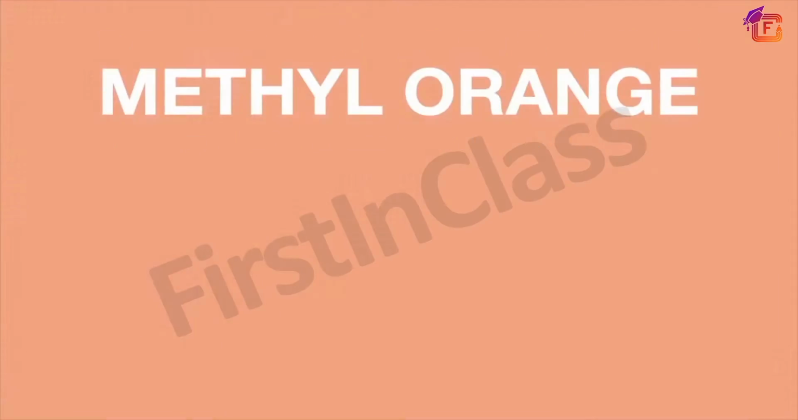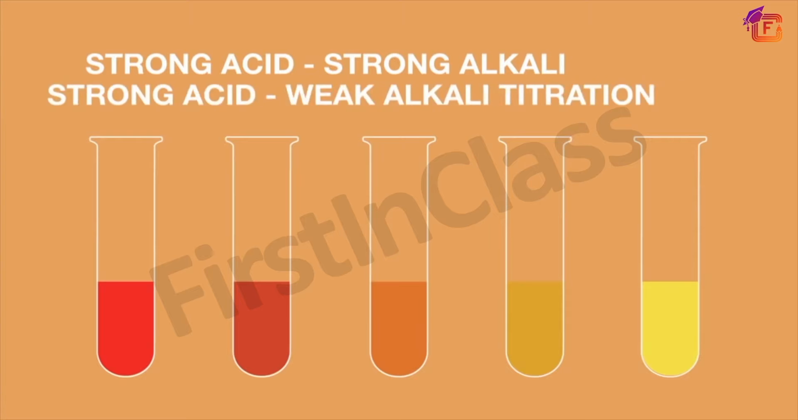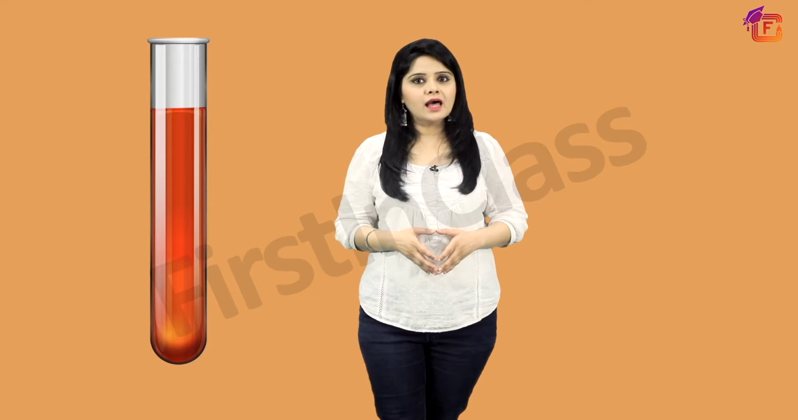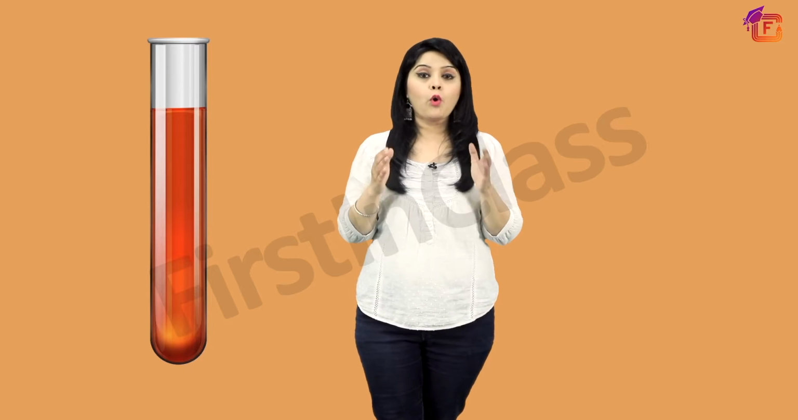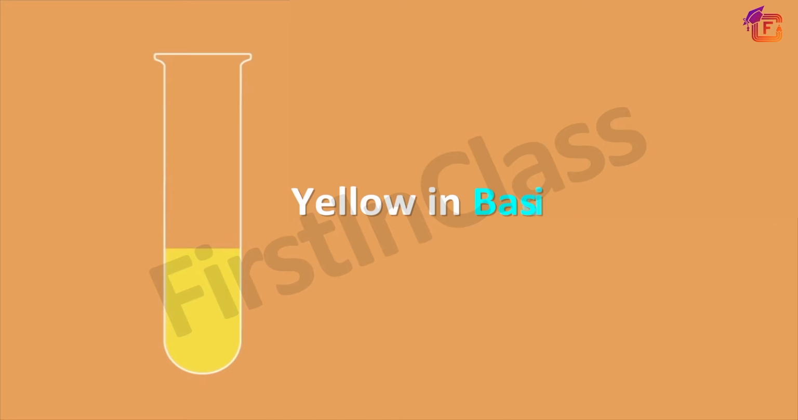Apart from litmus, methyl orange is also an indicator which is frequently used in labs. The neutral color of methyl orange is orange, which gives red in acidic solution and yellow in basic solution. So let's understand more with the help of an example.